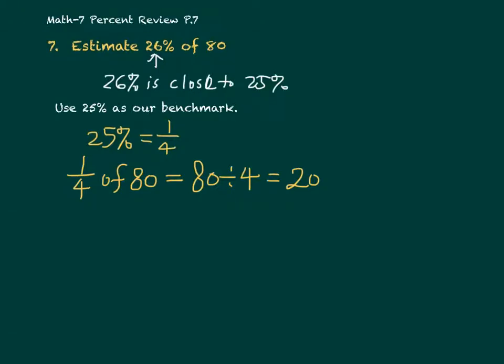Okay, so let me write my conclusion. Therefore, 26% of 80 is approximately, so this double squiggly means approximate. So it's approximately 20. Okay?